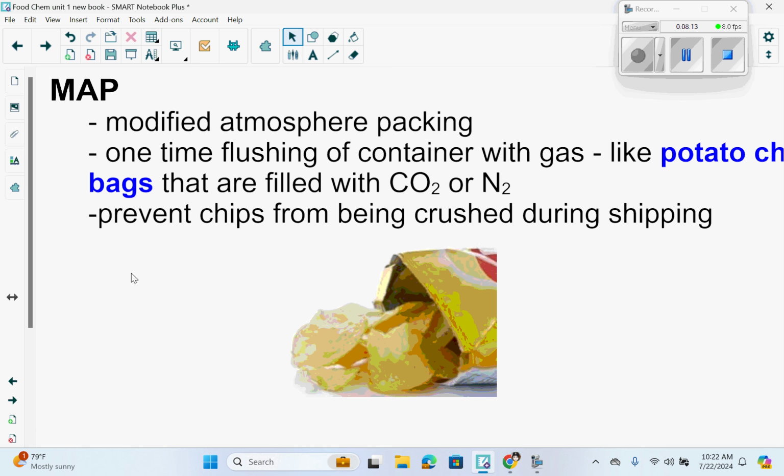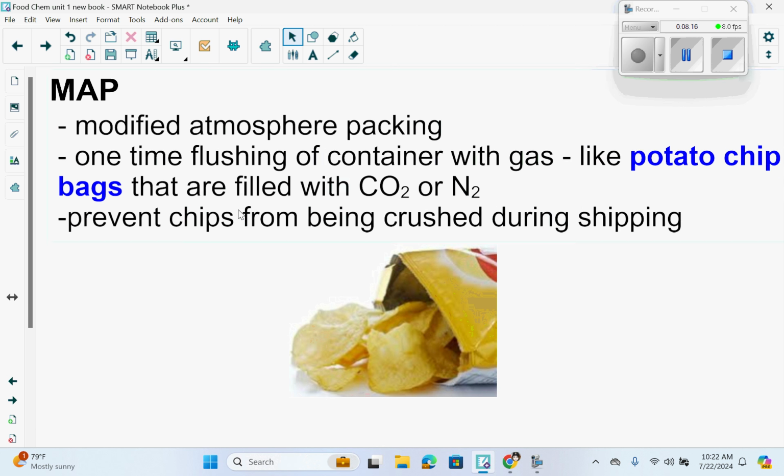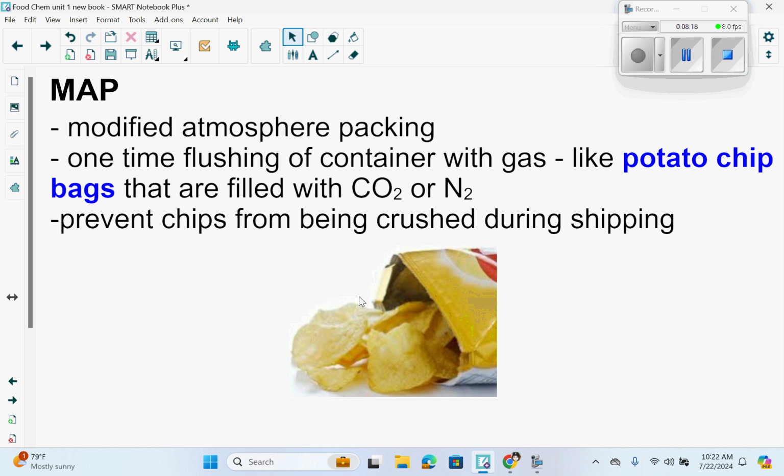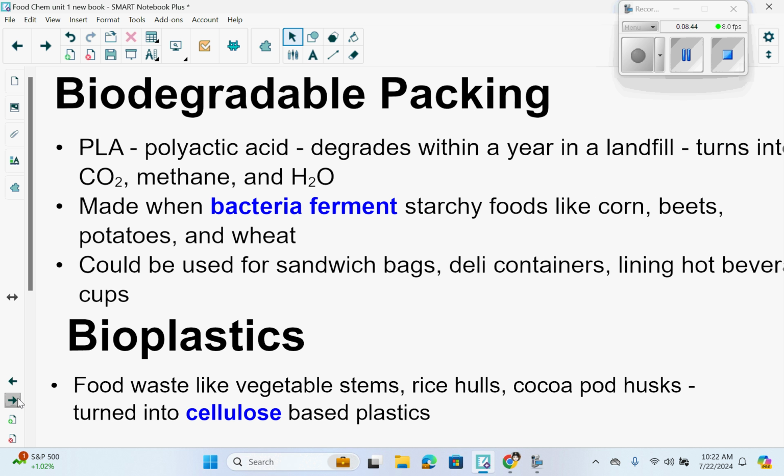All right, MAP, this is modified atmosphere packaging. So this is a one-time flushing of a container with gas, like potato chip bags, right? So if you ever wonder why there's so much air inside, you open them up and there's like half the bag filled with the chips. I think there could be more in there, but why do they fill it that way? They're filled with CO2 or nitrogen. Same concept as the apples, right? It prevents the chips from being crushed during shipping and kind of keeps them a little bit fresher longer, but I still think there could be more in there.